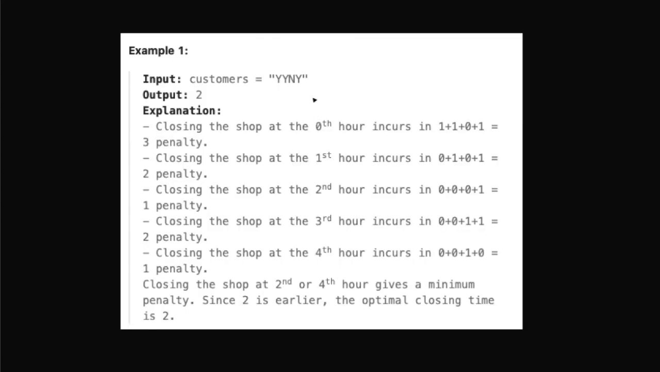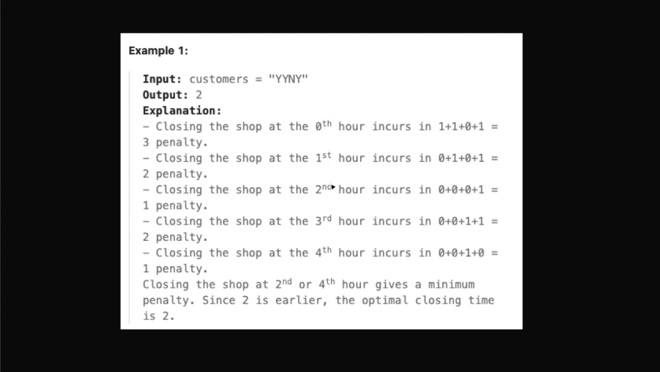Okay, let's take a look at this example. If we close at 0 hour, we get 3 penalties. Why? Because if we close at 0 hour, that means we cannot serve this customer, which is coming at 0 hour, and we cannot serve this customer as well, and we cannot serve this customer as well. So in total, there are 3 customers that we cannot serve. That's why we have 3 penalties. For the second, if we close here, we cannot serve this particular customer, but we can serve this customer. So there's no penalty here, but we have a penalty here. We cannot serve the second customer, and we cannot serve the last customer as well. So there are 2 penalties.